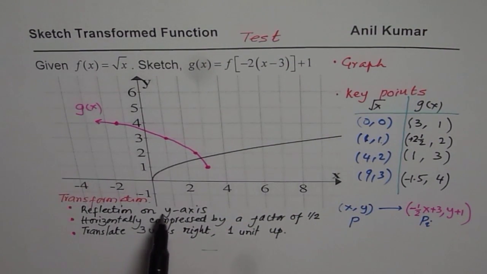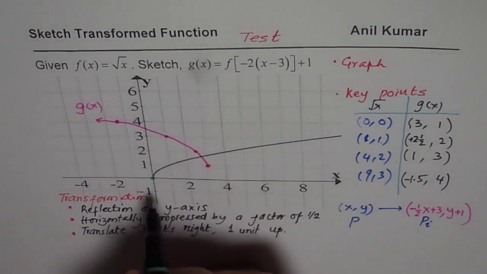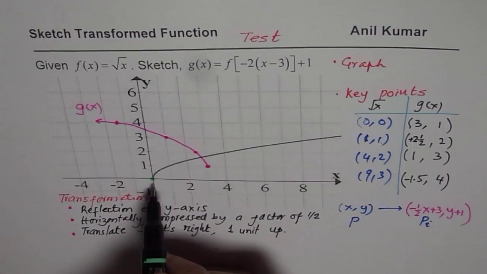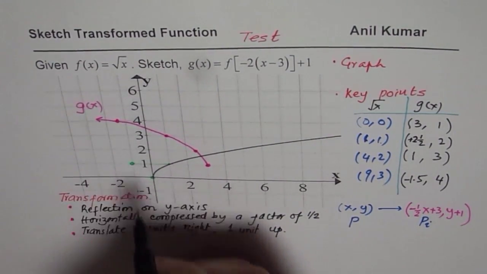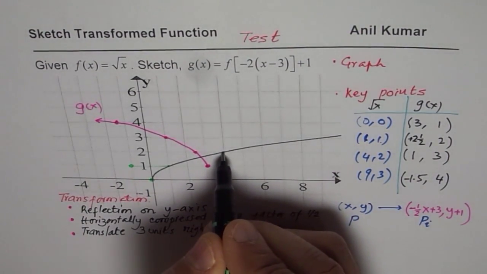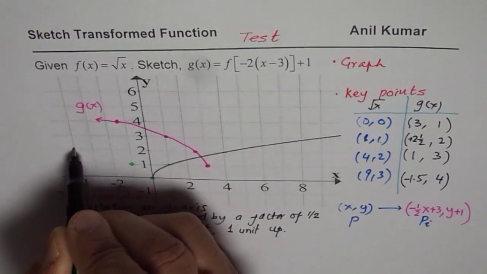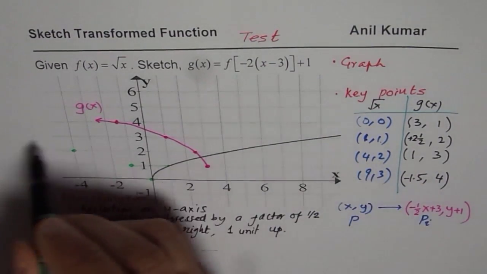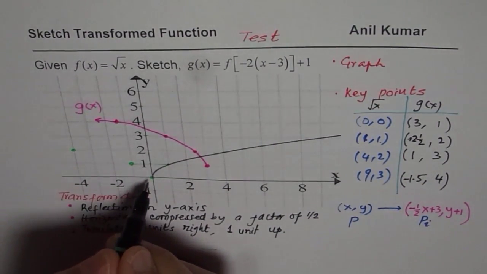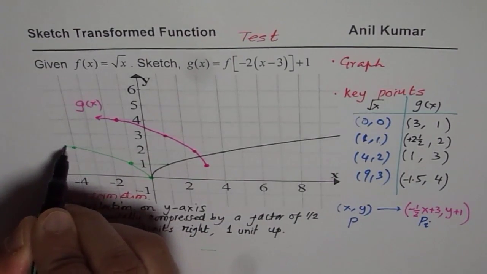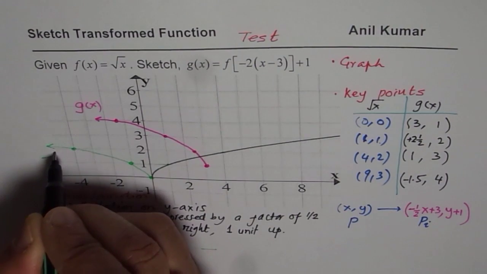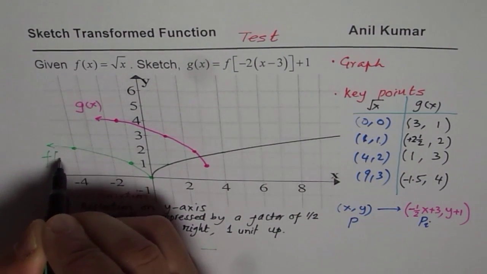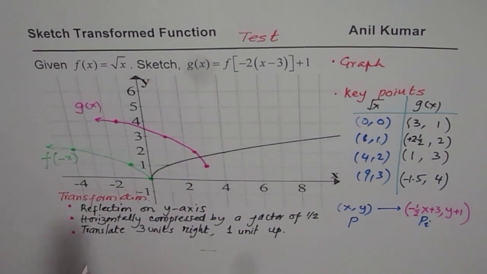The first step is reflection on y-axis, right? So reflection on y-axis means at origin it remains there itself. The key point here, when reflected, will move to this position, perfect. This key point moves to minus 4, so it comes here. And the other key points kind of go away. But we can use these points and sketch the function itself. And this is what I'm calling f of minus x, right? So this is what I've sketched.